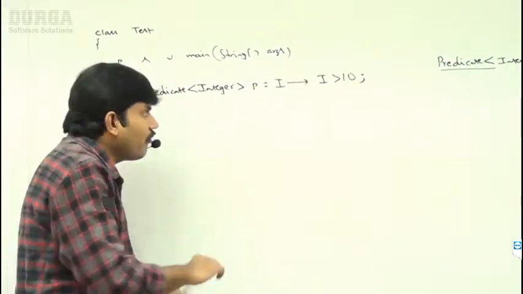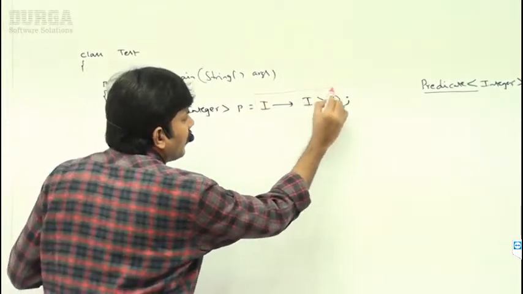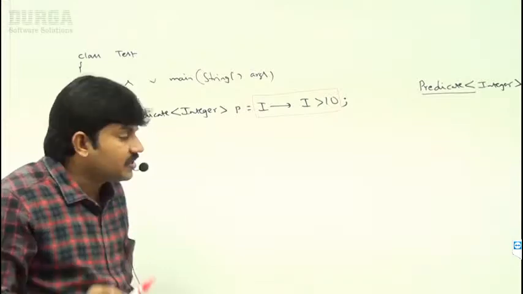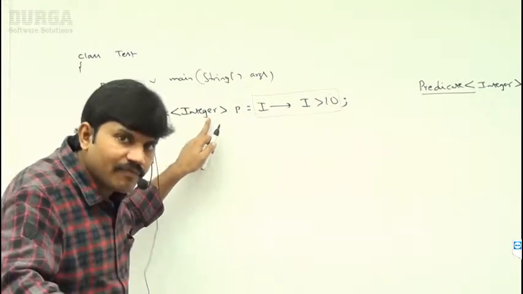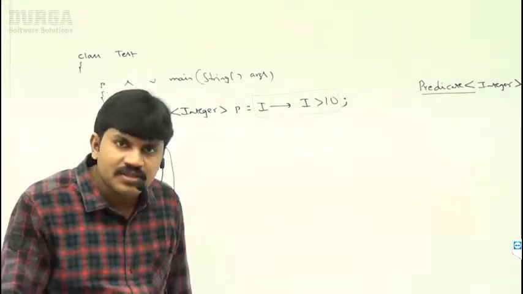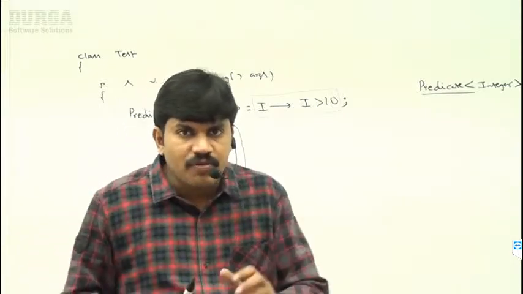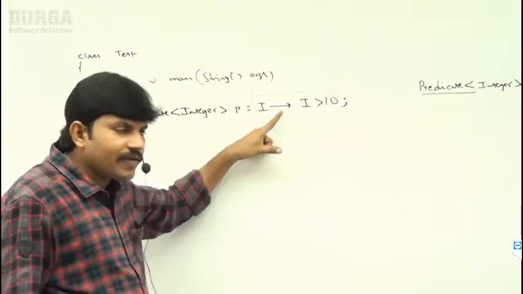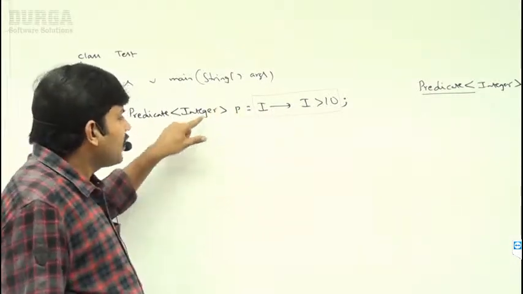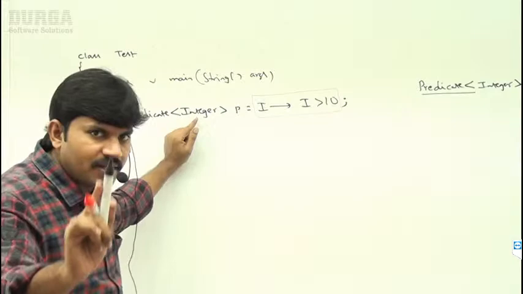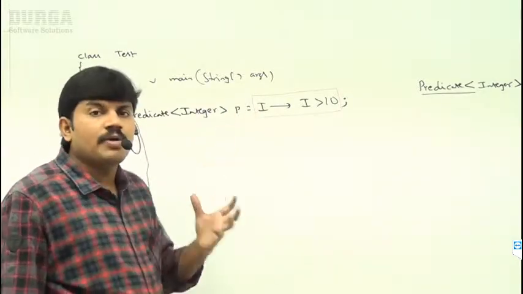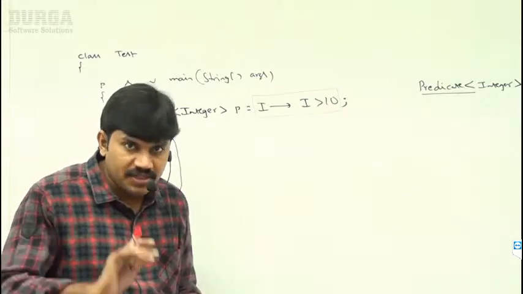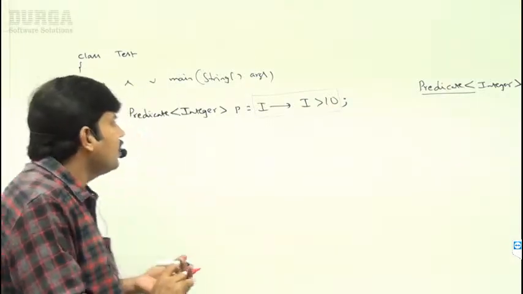Sir, can you spell out what this syntax is? This syntax is nothing but one lambda expression. Can predicate refer to a lambda expression or not? Yes, because predicate itself is nothing but a functional interface. That's why predicate can refer to a lambda expression. Predicate contains only one method, the test method. Now this I becomes the argument to the test method, and inside the test method it will perform this conditional check. Clear for all? Okay.